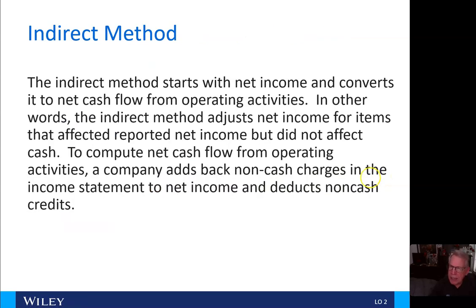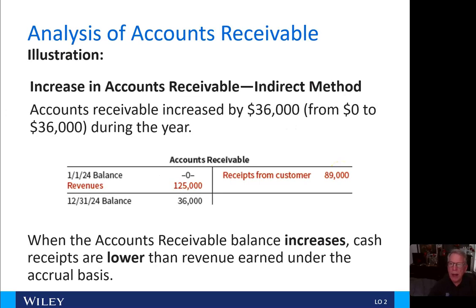So the indirect method, which I think is the easiest, starts with net income and converts it to net cash flow from operating activities. In other words, the indirect method adjusts net income for items that affected reported net income but did not affect cash. So to compute net cash flow from operating activities, a company adds back non-cash charges in the income statement to net income and deducts non-cash credits. So let's see how we do that.